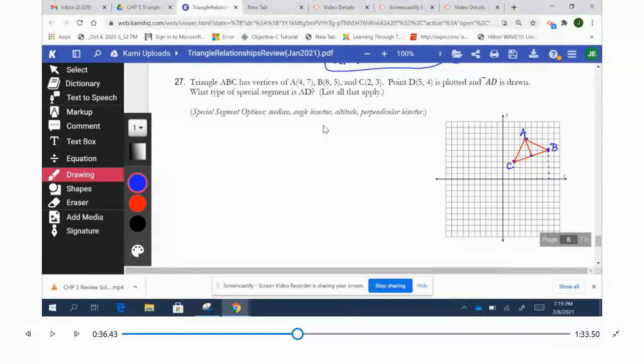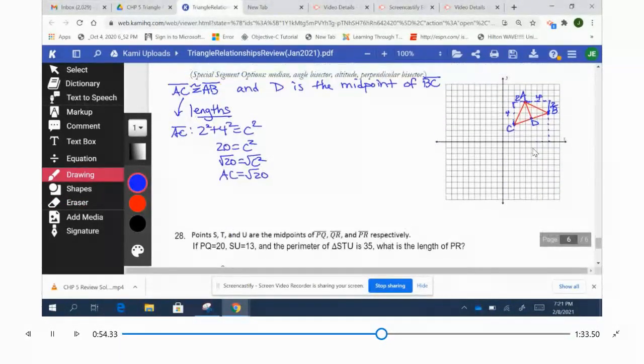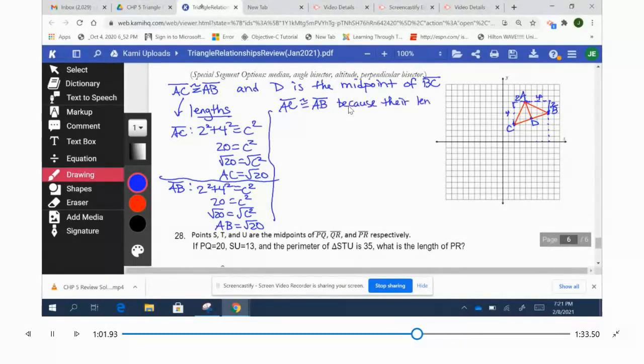Okay, the only reason that I can show it's the angle bisector is because AC is the same as AB. Now, I don't believe that it was intended for me to have to prove that, but I just went ahead and did that anyway. So I start out by saying I know AC is the same as AB, and since D is the midpoint of BC, it's the median. Now, I went ahead and proved that it was isosceles because I didn't feel good about just saying it was. So I proved that they were.